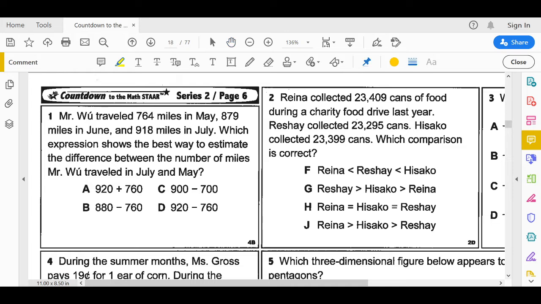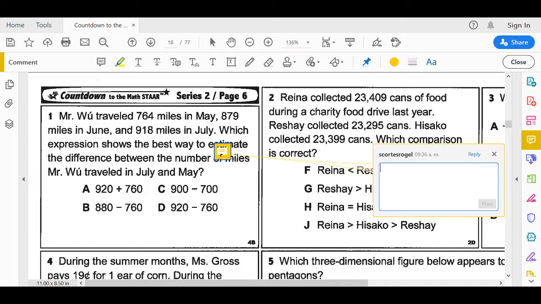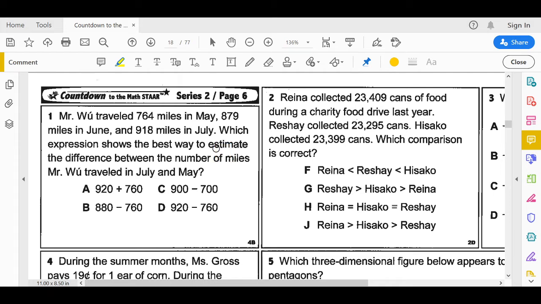Okay, so I'm going to use my highlighter. And when I read the question, the first thing I see is which expression shows the best way to estimate. Estimate does not mean the exact number. It actually means to round the numbers. So that is an estimate. Estimate the difference between, that is another important part here. The difference between, remember that when we see these words, it means we are going to subtract. So I'm going to put my subtraction symbol there, so I remember what I have to do.